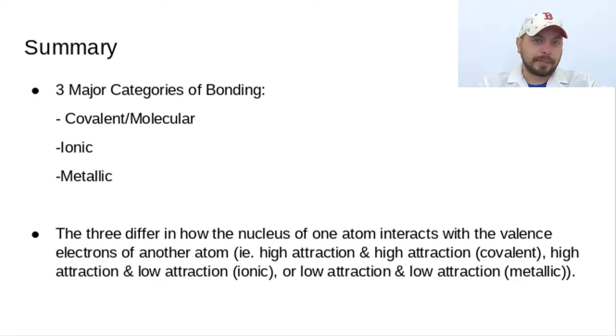So let's wrap up and summarize this video. In the end, what you need to walk away with is that there are three major categories of bonding: covalent or molecular bonding, ionic bonding, and metallic bonding. The three differ simply in the structures of the atoms and their relative interactions with the electrons, the valence electrons specifically, of another atom. So if you look at the three, they're really on a spectrum.